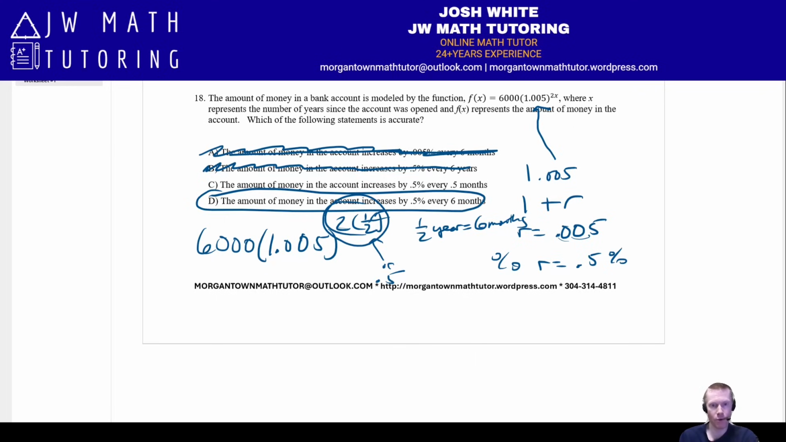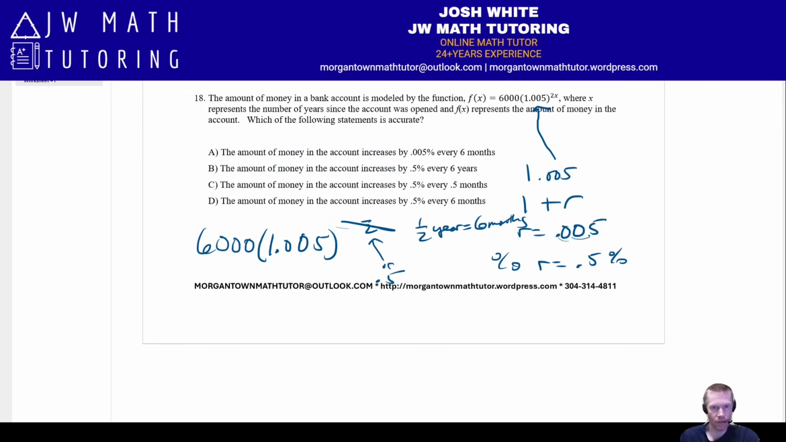It increases by 0.5% every 6 months because 2 times 1/2, which is the way you represent 6 months in terms of a year, 1/2 of a year, will cancel out. It'll make this a 1, and then you're just multiplying the 6,000 by 1.005 to the first, which is just 1.005. Okay, let me show you just how you could confirm this now in Desmos.